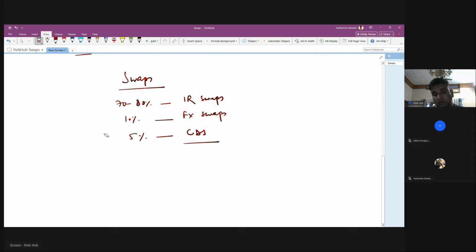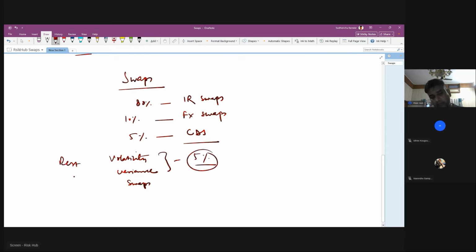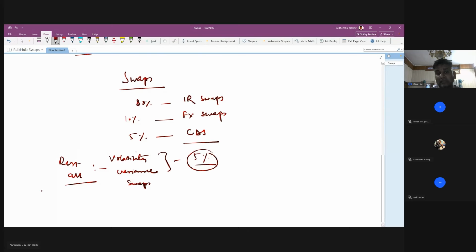So if I take 80% interest rate swap, 10% FX, 5% CDS, the rest are volatility swaps, variance swaps. There are many other swaps also, volatility swaps, variance swaps, etc. Those also consist of 5%. So the rest all consist of 5%, but the major category of swaps in the world is interest rate swaps. The rest are also traded in the world, but our focus will be mostly on interest rate swaps. That will be our major focus in this chapter. So keep that in mind when we are studying. Interest rate swap is a very, very important part of your syllabus.